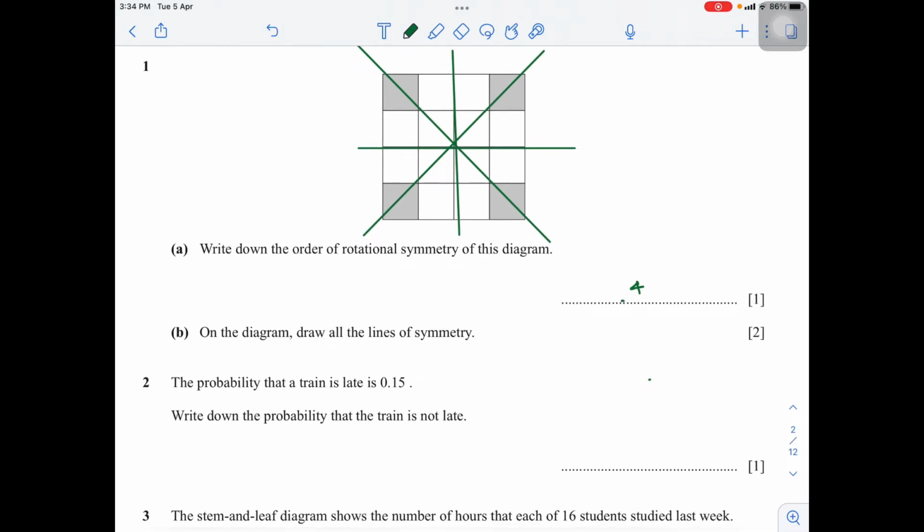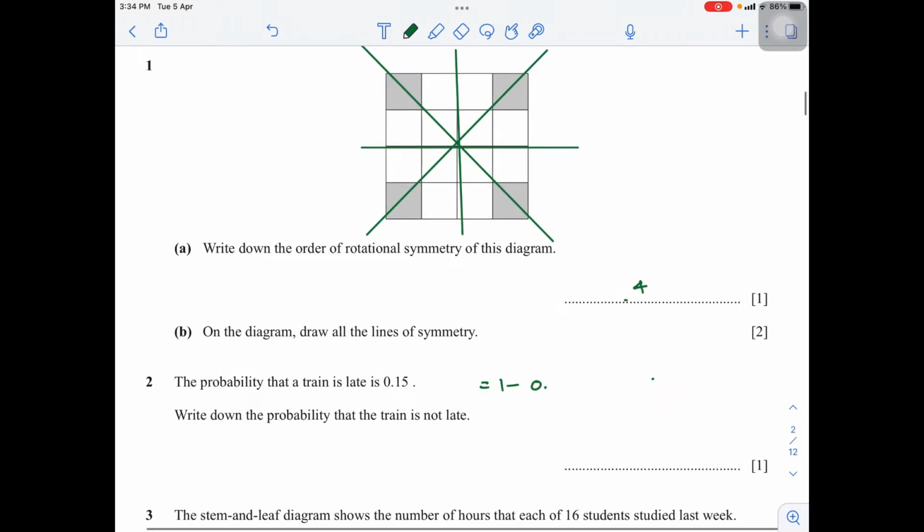The probability that a train is late is 0.15. Write down the probability that train is not late. Always remember the event happening plus not happening adds up to 1. So probability of event not happening is 1 minus happening, and probability of event happening is 1 minus not happening, which means if probability of train coming late is 0.15, then probability of not late is 1 minus 0.15, which is 0.85.